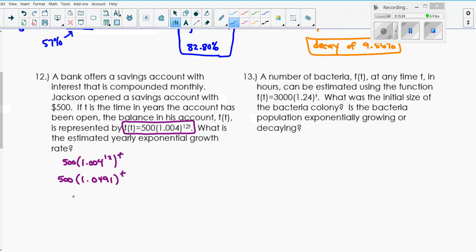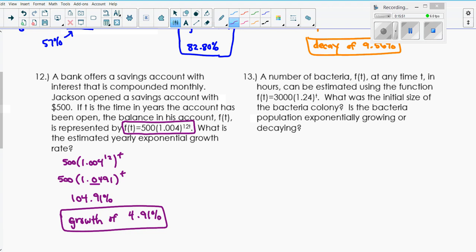So this, as a percent, is 104, right, the first two decimal places, and then 0.91%. So the exponential growth rate is a growth of 4.91%, which is much better than it originally looked, because it looked like it was less than 1%. So growth of 4.91%. Okay, so same thing we did in the last two problems, just a word problem.